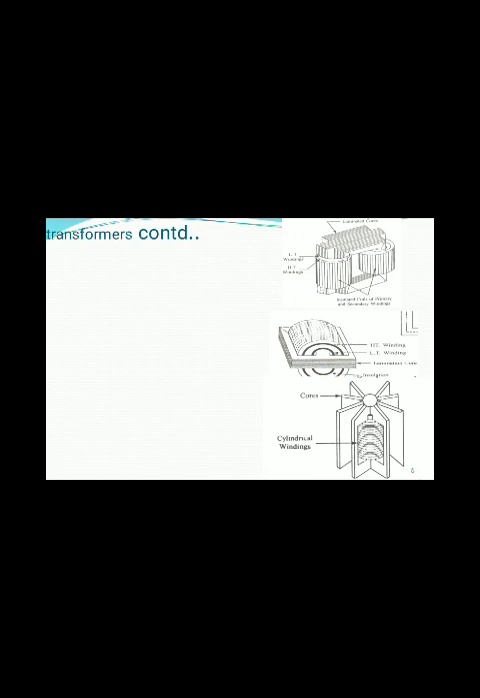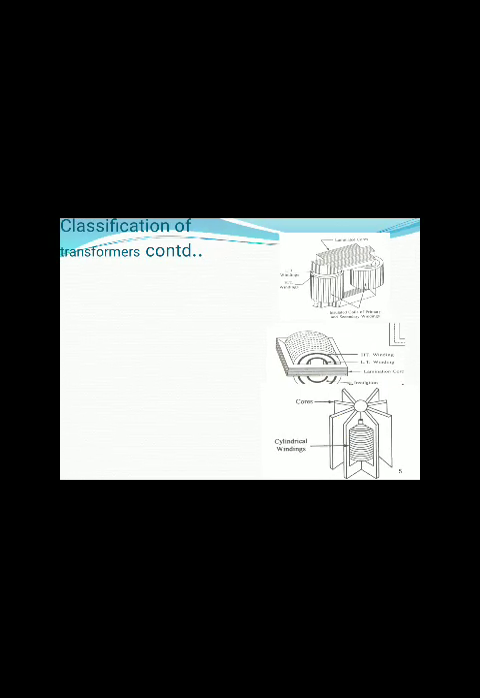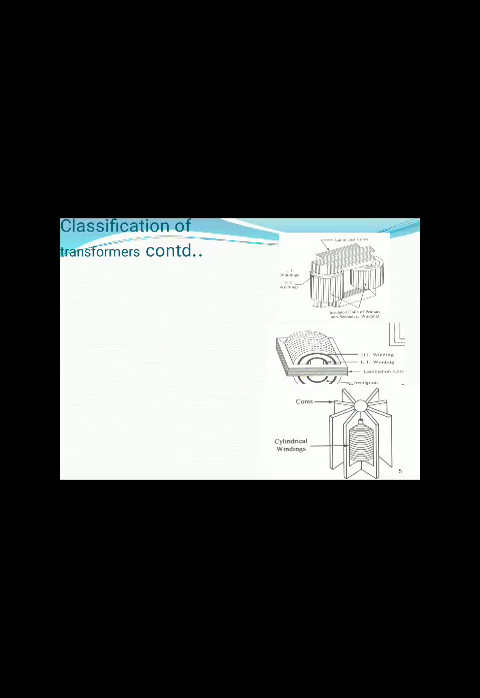Next one is the cylindrical winding. See here, this is the cylindrical type, the core is cylindrical type. So based on construction, this is core type, and this is shell type. Core type means we have only 2 limbs, and the shell type means 3 limbs.